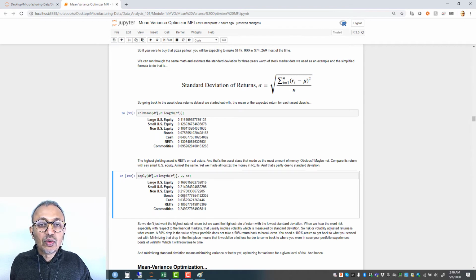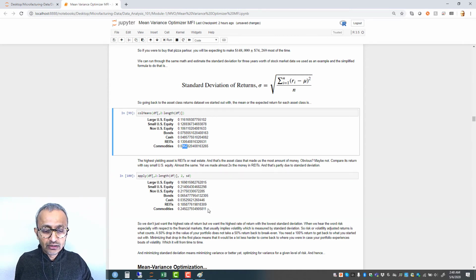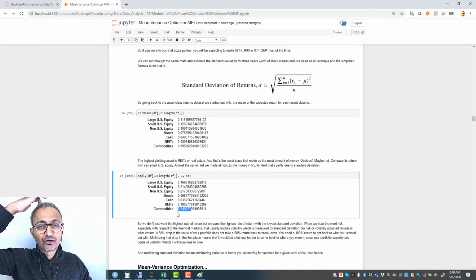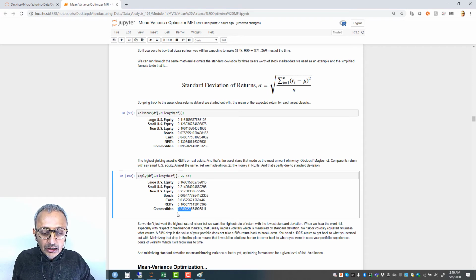Cash is the least volatile asset, followed by bonds, followed by the crazy commodities. So commodities not only give you less in terms of average returns each year, but they were far more volatile, and that explains the significant underperformance of that asset class over time. And then some other numbers.